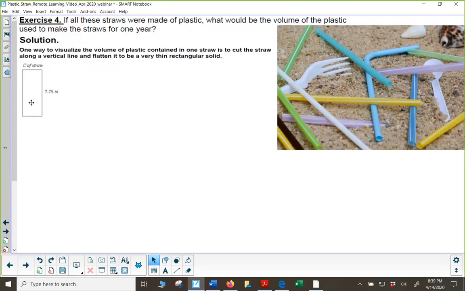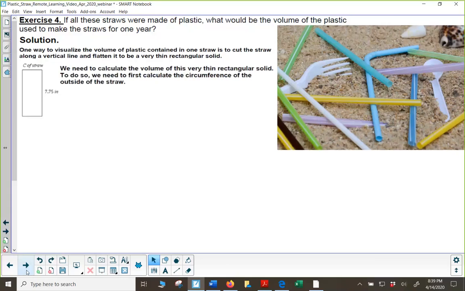Now I know the height of this, or the length of this, is 7.75 inches. I know that. And the circumference of the straw is going to be the width of this rectangle, okay? And I can figure that out. And I know the height, this little tiny, it's so skinny, is 1/100th of an inch. So I can find the volume of this very, very short box, so to speak. So what I need to do is calculate the circumference of the outside of the straw. So circumference is pi times the diameter, and so that would be pi times 3/16 of an inch.